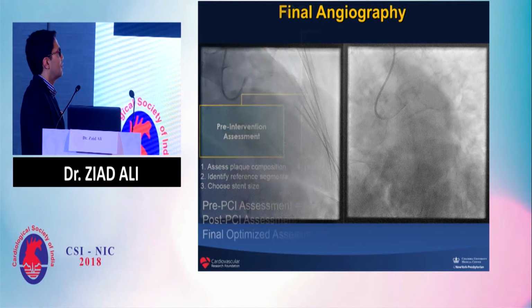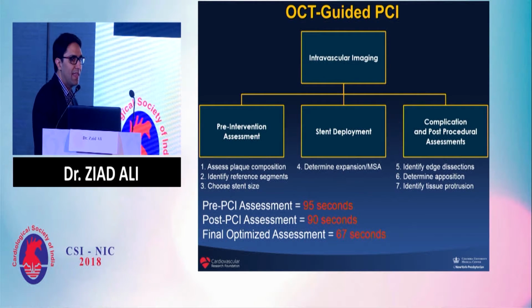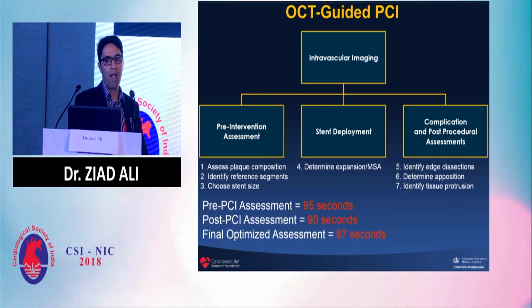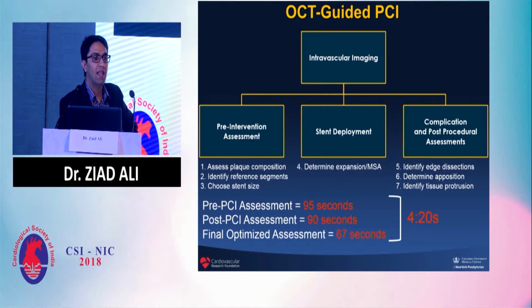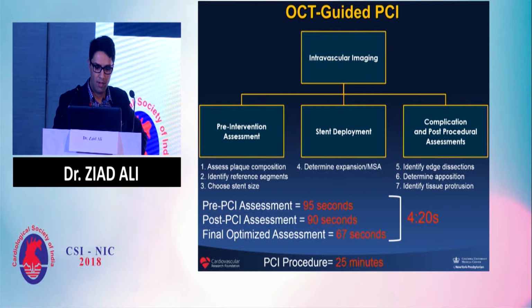So the purpose of this is to really highlight for you that using OCT can be done extremely rapidly in your practice. The pre-PCI assessment took 95 seconds. The post-PCI took 90 seconds. And the final optimized assessment took 67 seconds, which was 4 minutes and 20 seconds of optimization with less contrast, less radiation than you would have otherwise known because everything was performed in a targeted manner and there was absolutely no guessing throughout the procedure. Entire PCI procedure took 25 minutes.